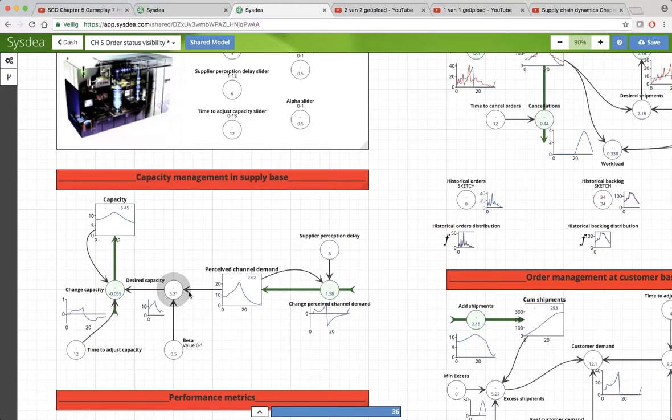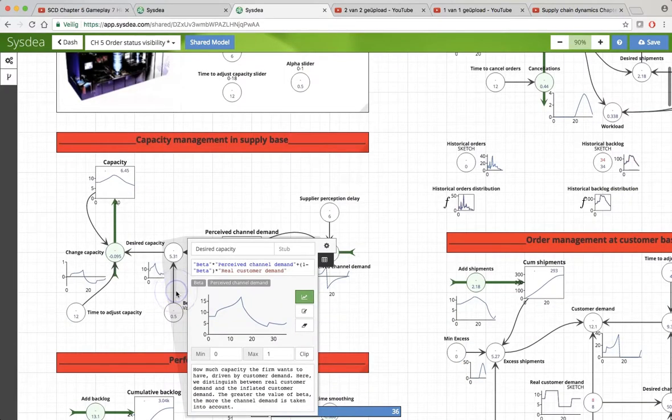Now, this signal is a combination of two factors. It is the perceived channel demand, which I will be telling you more in a minute, but basically that's what the OEM is saying that's happening. And there's the real customer demand, which is what actually is happening with the customers of the OEM in terms of the demand that they have.